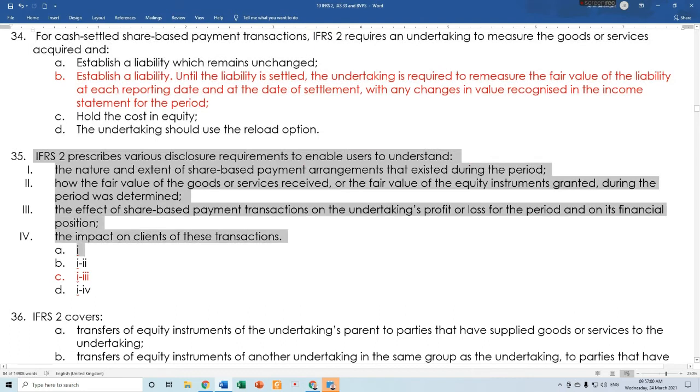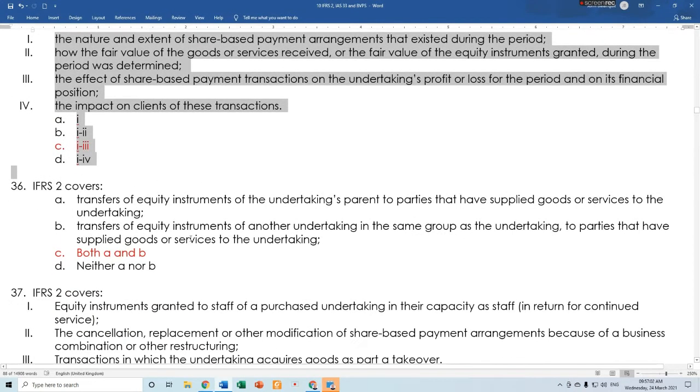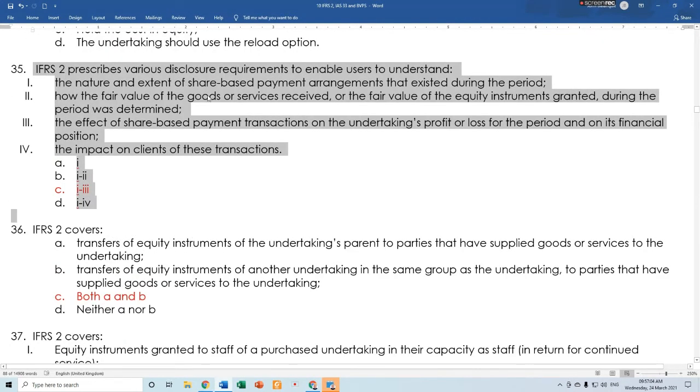35, IFRS 2 prescribes various disclosure requirements to enable users to understand nature and extent of share-based payment, how the fair value of the goods or services is received, or the fair value of the equity instrument, effects of share-based payment transaction, impact on clients on these transactions. Di ba yung required disclosure natin sa task kayo, yung tatlo lang? So yung tatlong yun yung 1, 2, 3 lang. Yung pang-apat, hindi. Yan, wala yan. Impact on clients. So letter C ang sagot, 1, 2, 3.